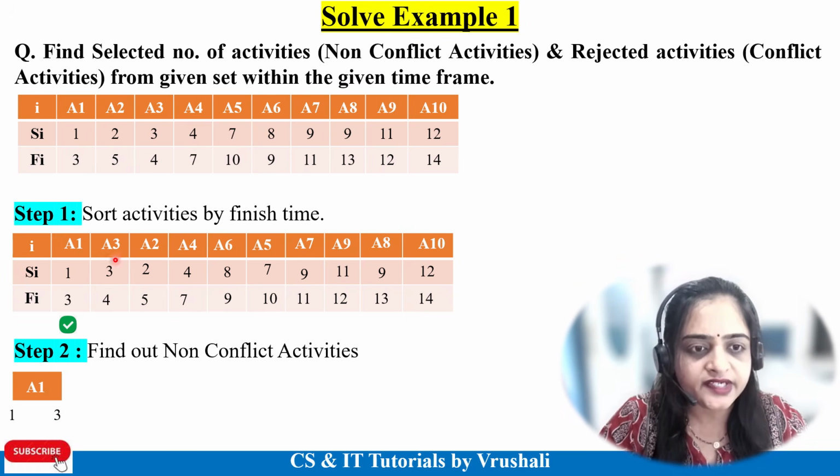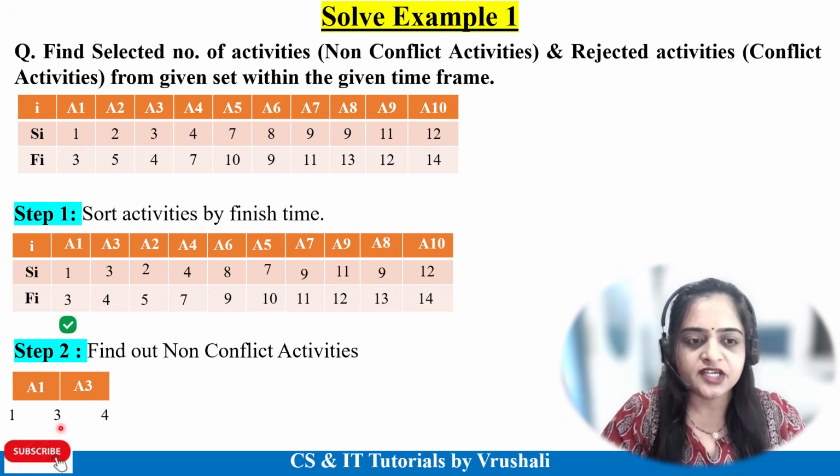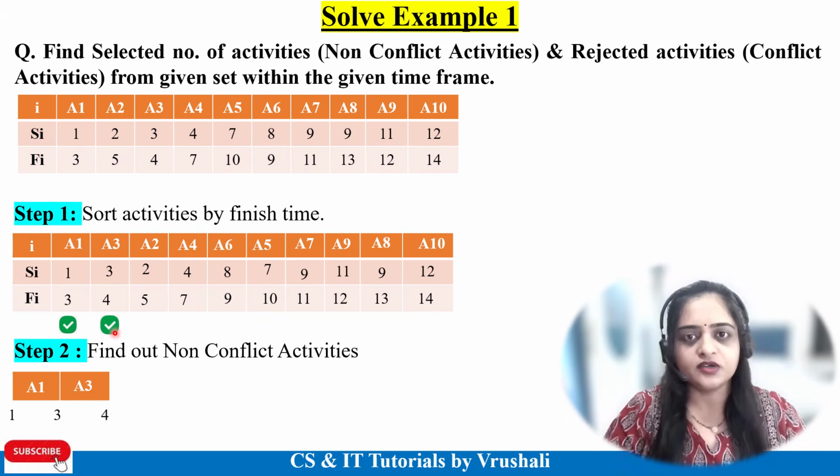Now the next activity start time is 3 o'clock. So just draw one box here. Mention the activity number 3. So their start time is 3 and their end time is 4. Means between 3 to 4 activity 3 is performed and that particular activity finishes.